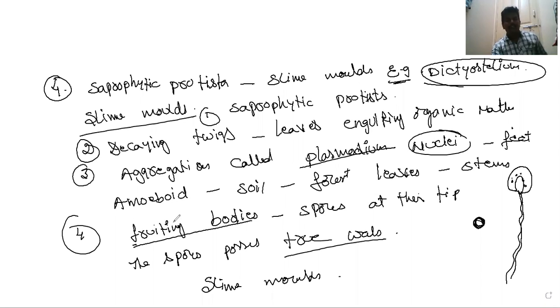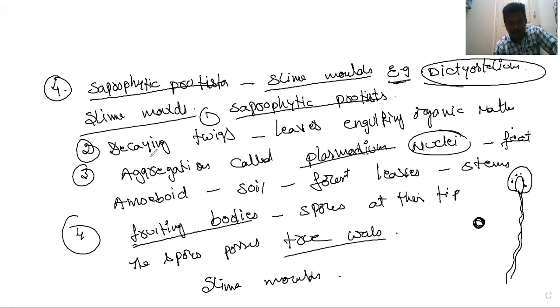Okay, students, our next topic is saprophytic protists. In the kingdom Protista classification, we discussed the photosynthetic autotrophs in the first part. In the second part, we have to discuss saprophytic protists. Slime molds are saprophytic protists, for example Dictyostelium. So here we will discuss slime molds.